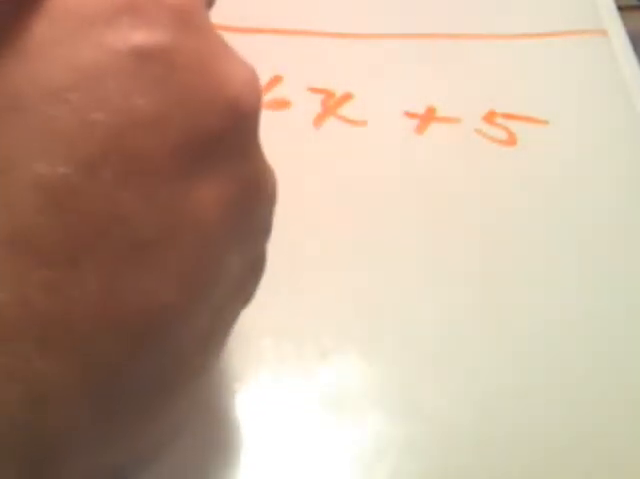Good afternoon. This afternoon we're going to graph a quadratic formula, and the quadratic equation is x squared plus 6x plus 5. We're going to factor this out.